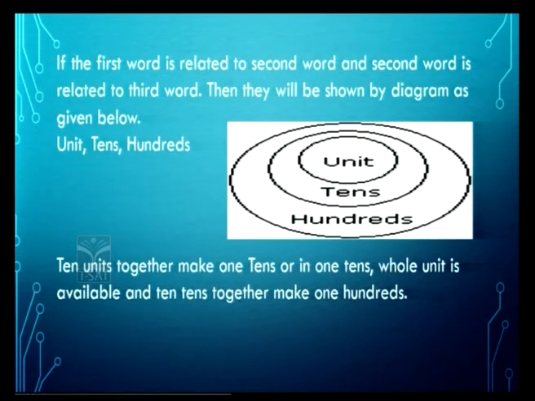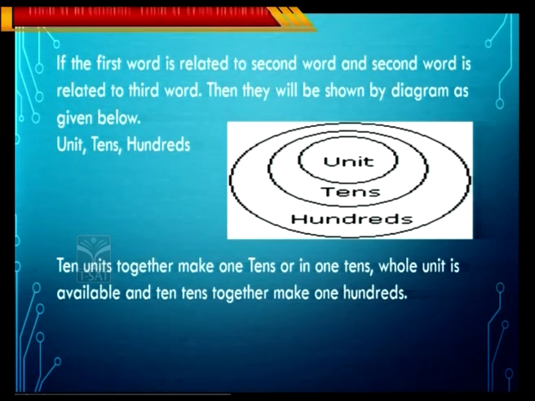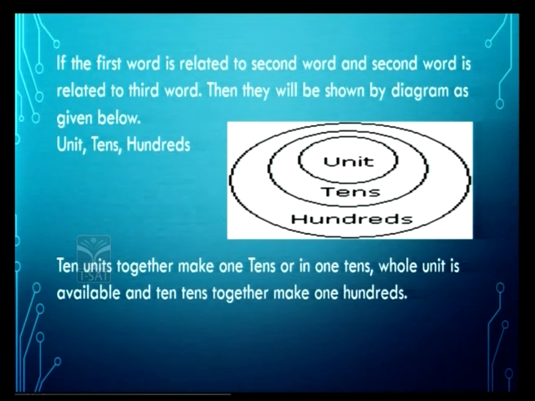Now, we will see another. The first word is related to the second word and the second word is related to the third word. So, they have an intra-relation, then those will be shown in the diagram generally as concentric circles, otherwise we can say one circle lies inside another circle. This is the way of representation. If one piece of information completely depends on the second one, and the second completely depends on the third.